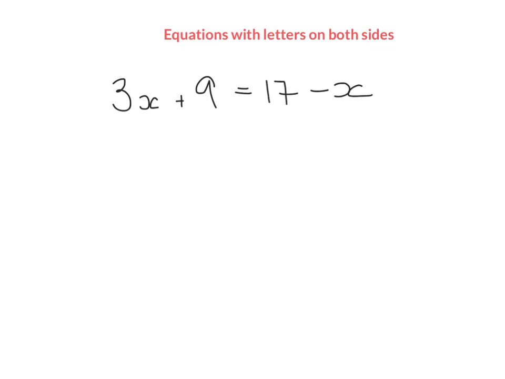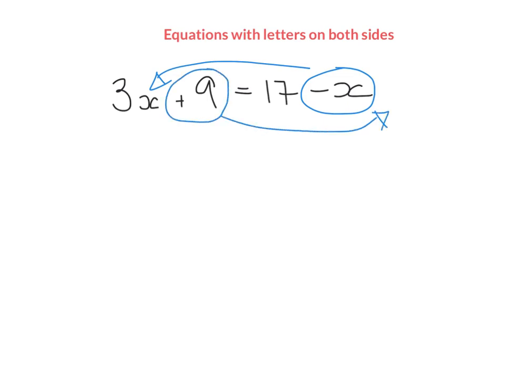What we want to do is take all of our letters to the side which has already got the most. As you can see, we've got -1 here and +3 here. So this side's got the most, so we're going to bring all the letters to the left hand side. I'm going to bring this x over here. It's going to become plus x. And I like to do this in one move. So what I'm now going to do is take my +9 and move it to the other side. Okay, so x is to one side, letters to the other.